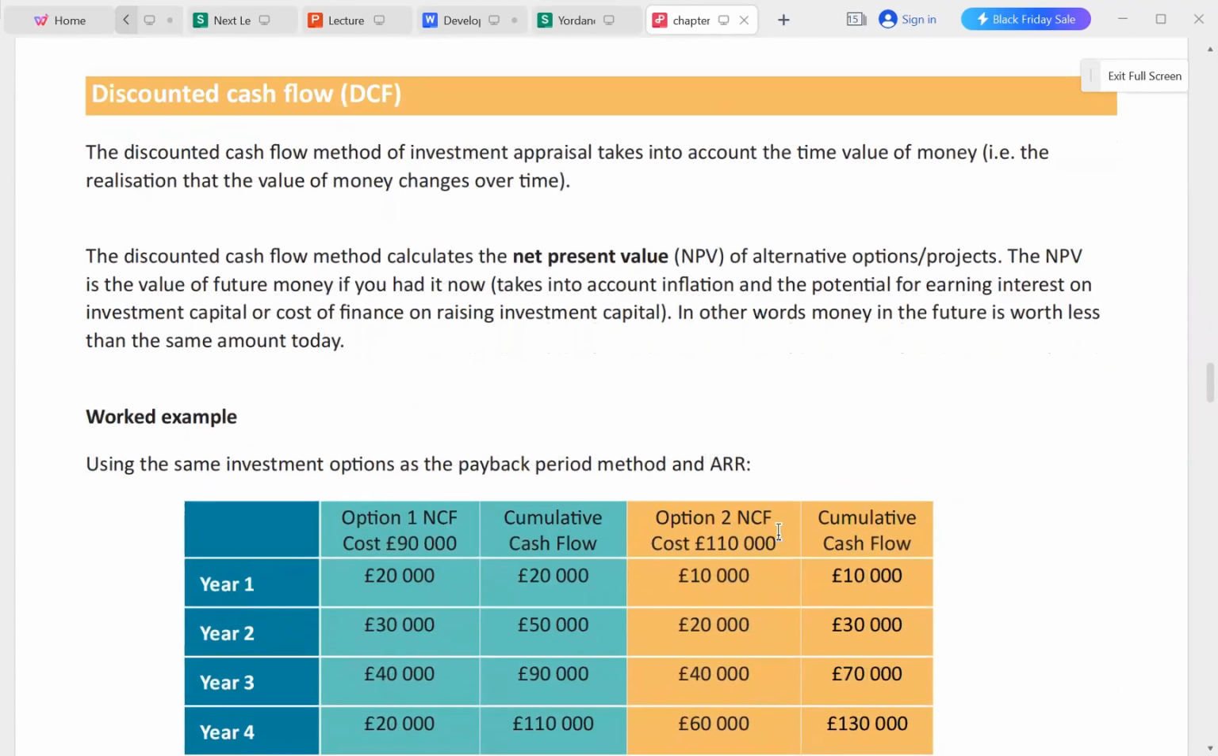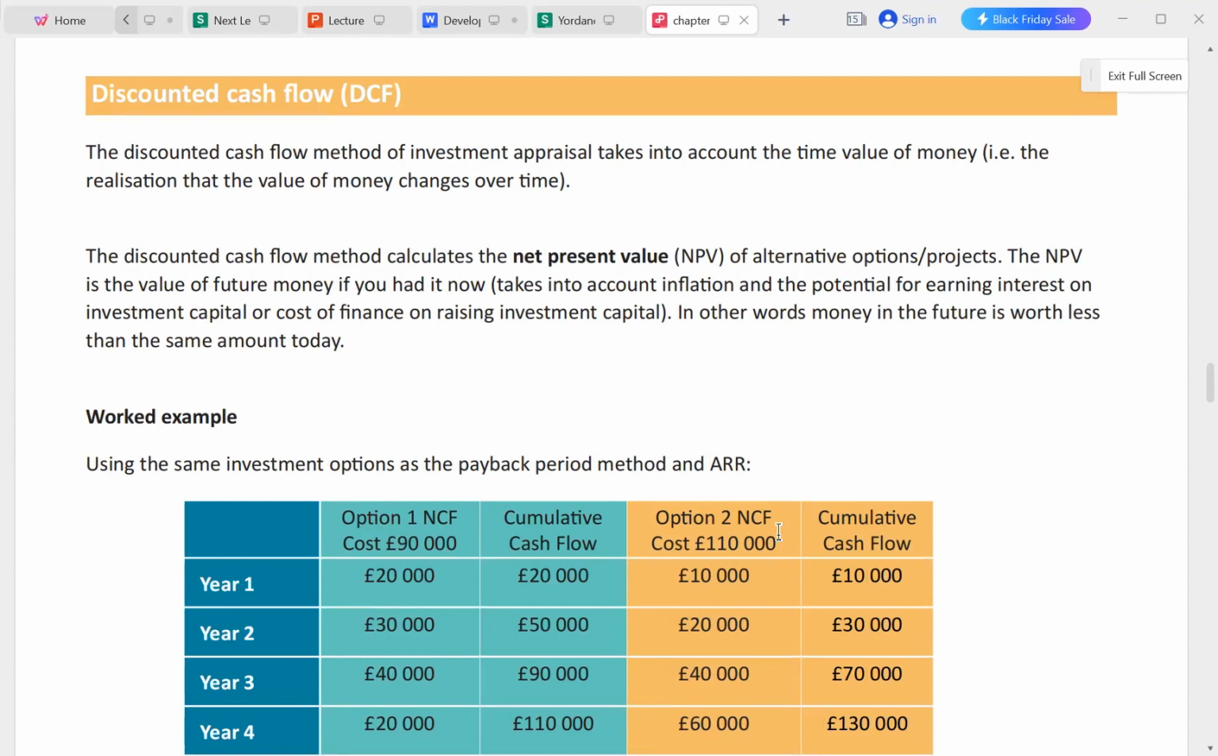Then we go to DCF, discounted cash flow. The discounted cash flow method of investment appraisal takes into account the time value of money. What do you invest today? 5,000. What will it be worth tomorrow? That means the realization that the value of money changes over time. So let's say, for instance, the $100 yesterday is not the same as today. It's different. So we're calculating that the value of money changes over time.